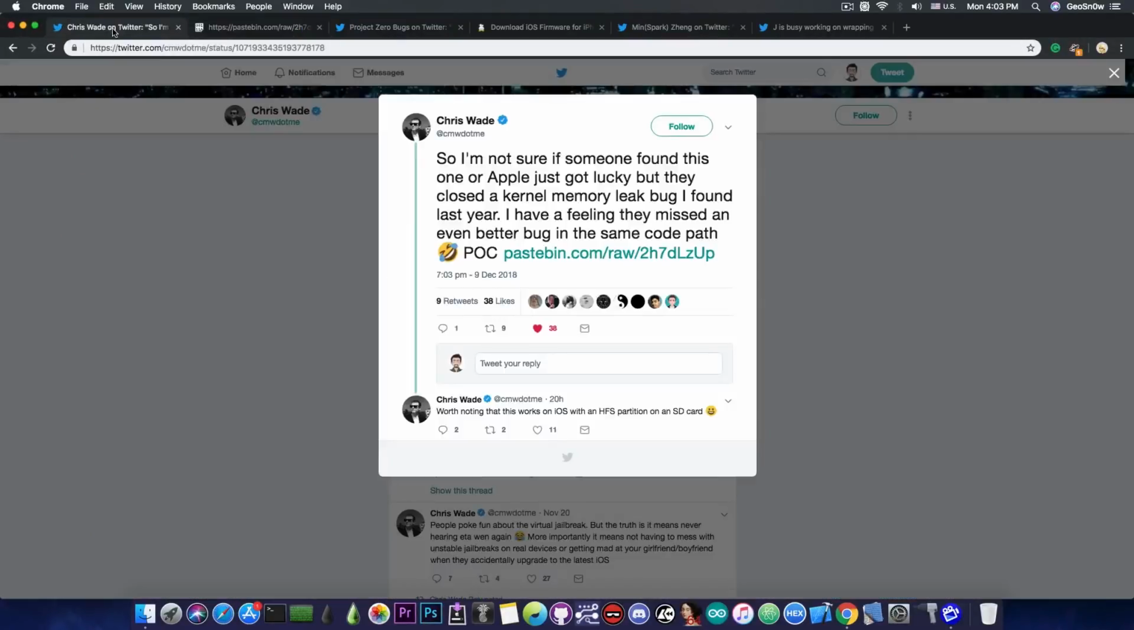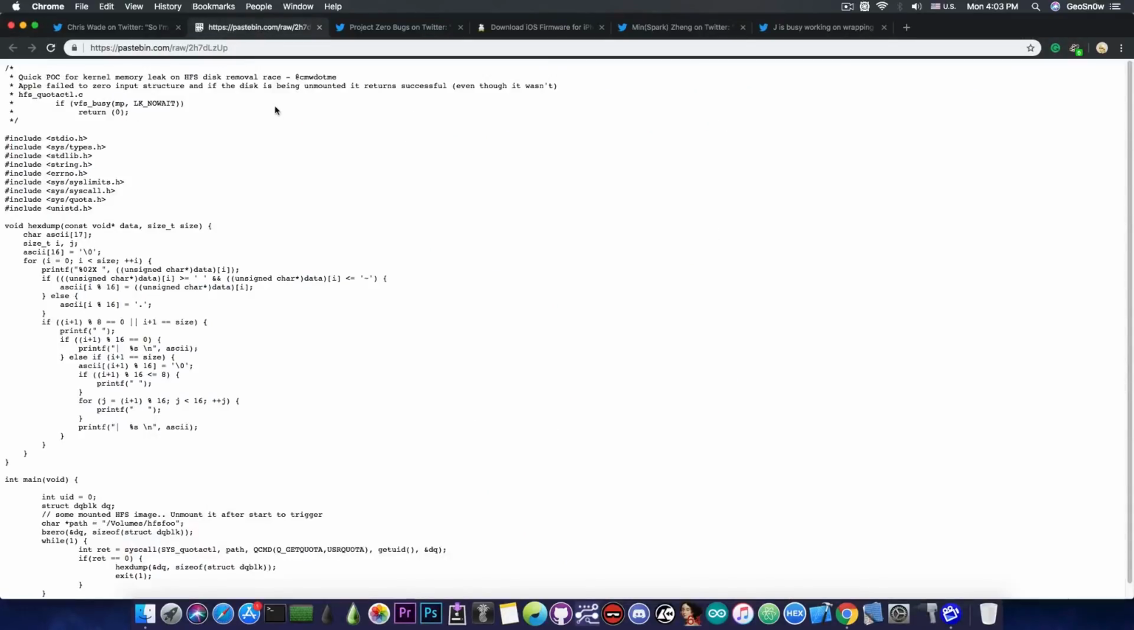Now, naturally, I got a lot of questions about this, whether this can be used in a jailbreak or whether this can be used to escalate privileges and so on. Now, the problem with this is mentioned here in the POC. It says, quote, "Apple failed to zero input structure, and if the disk is being unmounted, it returns successful." And it says in here, "Quick POC for kernel memory leak on HFS disk removal."